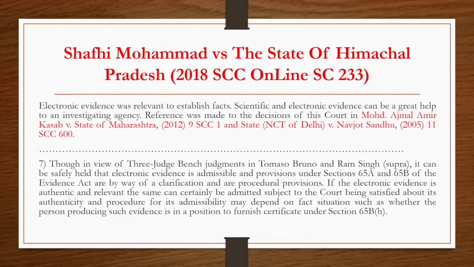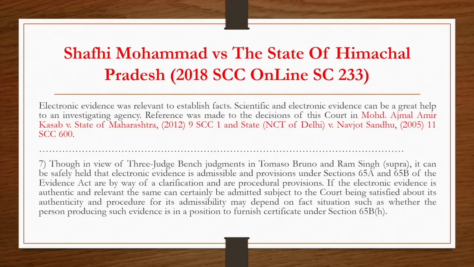Now, in one of the latest judgments, in the year 2018 by the Honorable Supreme Court in Shafhi Mohammad versus State of Himachal Pradesh, the Honorable Court observed that electronic evidence was relevant to establish facts. Scientific and electronic evidence can be a great help to an investigating agency. Reference was made to the decisions of the court in Mohammad Ajmal Amir Kasab versus State of Maharashtra.